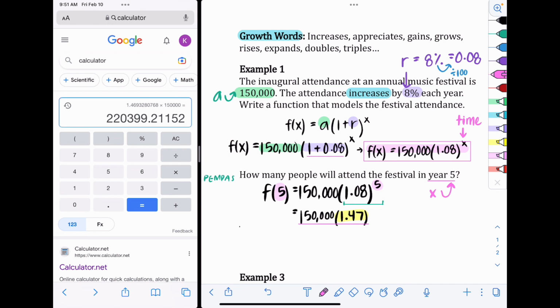In this case, we don't want to round to 2 decimal places because it's asking about the attendance at a music festival. So I don't want to say that there's 0.2 people in attendance because that would be just a part of a person. Whenever you're dealing with problems that involve people, you want to round to a whole number. So we would say f of 5 equals 220,399, and I'm just going to stop there. And that means that in year 5, that's f of 5, the attendance will be 220,399, about that.